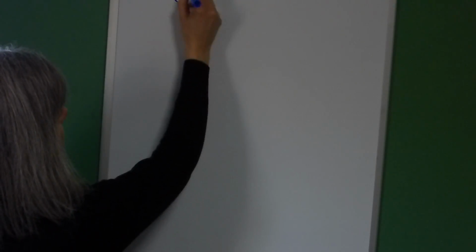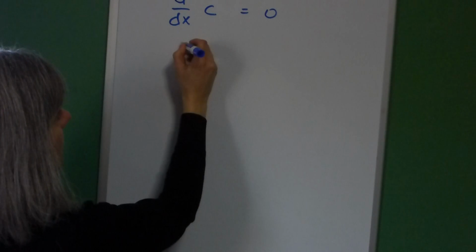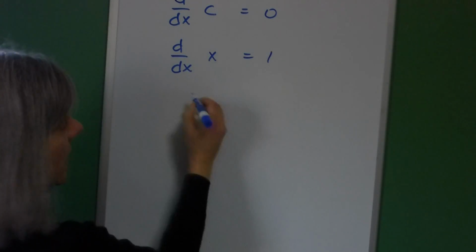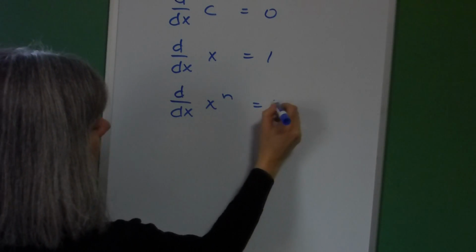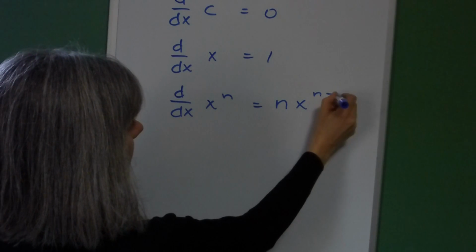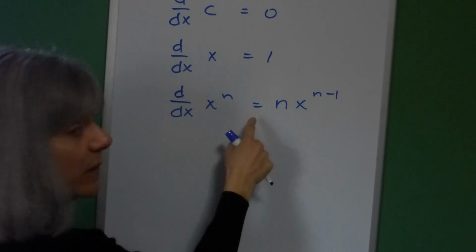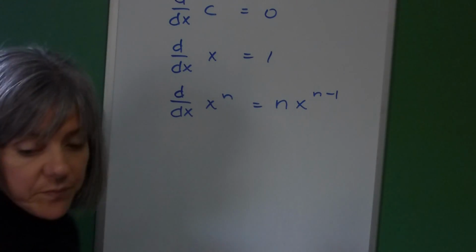We already know that the derivative of any constant is 0. We know the derivative of x is 1. And we know that the derivative of x to the n is just n x to the n minus 1. And really, the derivative of x falls out of this power rule as well. You don't have to remember them separately, but this is just an easy one to know.